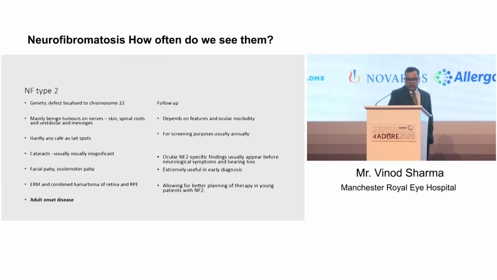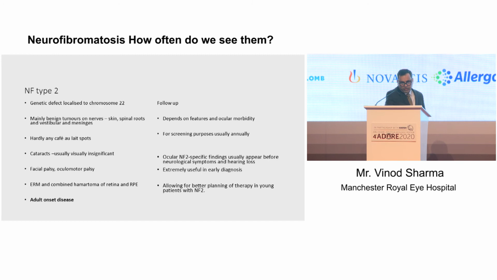So just a quick slide on NF type 2. It's a genetic defect localized to chromosome 22. It's an adult onset disease. The features are that you get cataracts, facial palsy, oculomotor palsy, and you get an ERM and a combined hamartoma of the retina and RPE.